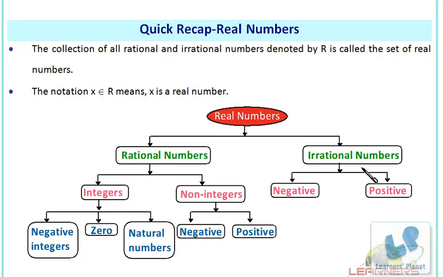And irrational numbers are the numbers which are not rational, and they are broadly divided into two categories, that is negative numbers and positive numbers. So this is the whole chart of real numbers, right?